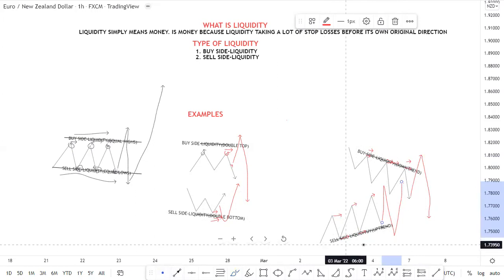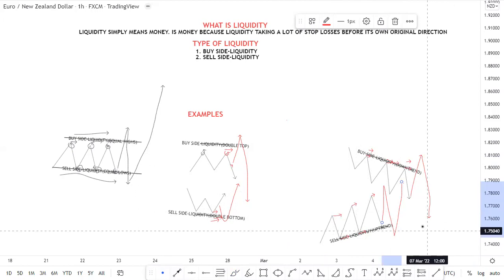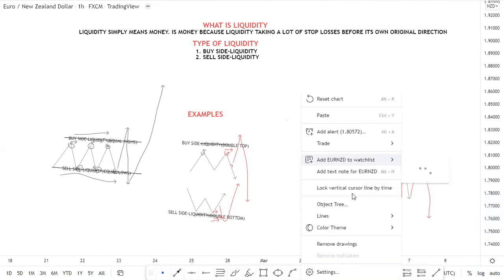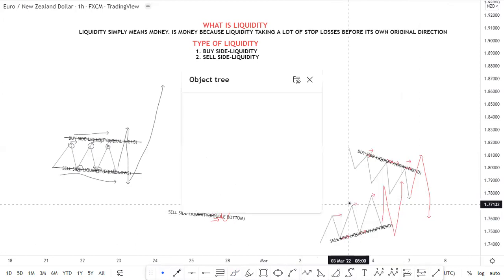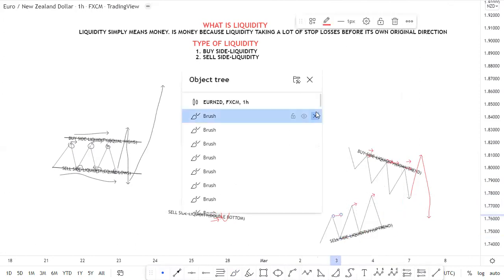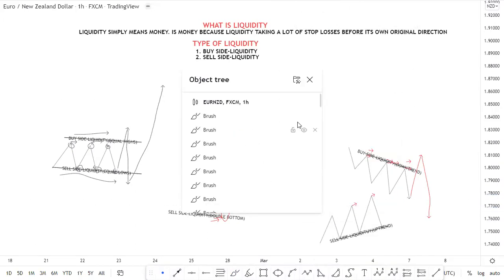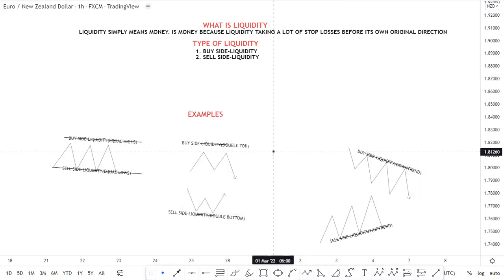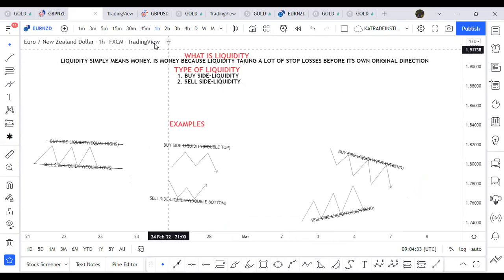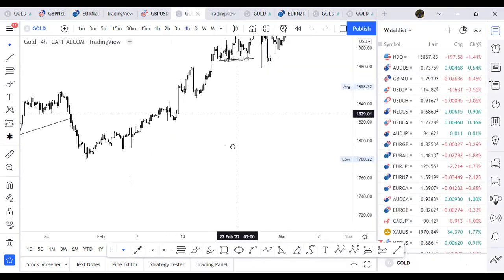So let's try to look at examples from the main chart. Let's try to see if we can get examples from the main chart. Let's go to gold.